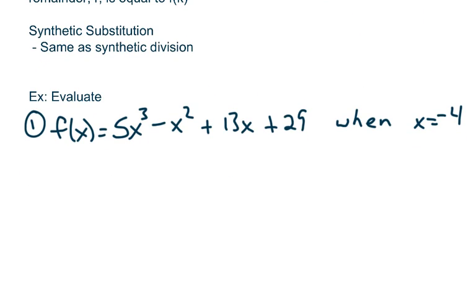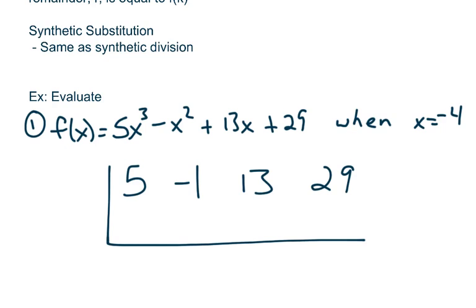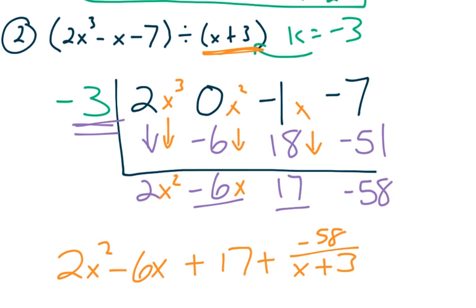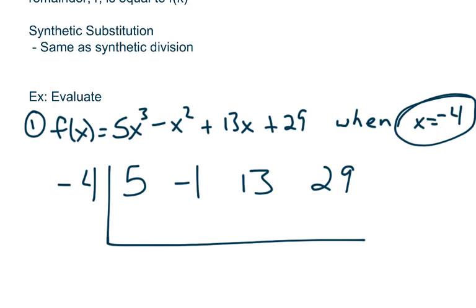Okay, so we're going to do the synthetic division. We're going to have 5, negative 1, 13, and 29. I'm going to make my L. Now, when you're given the x value, that's the number that goes out on the left. That's the difference between synthetic substitution and synthetic division. If they give you an x plus 4, a binomial, then you need to do the opposite. But if it just gives you the x value, that's the number that goes out front. Okay, so now we're just going to do the same thing.